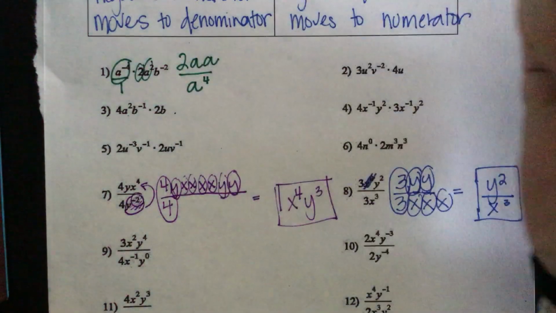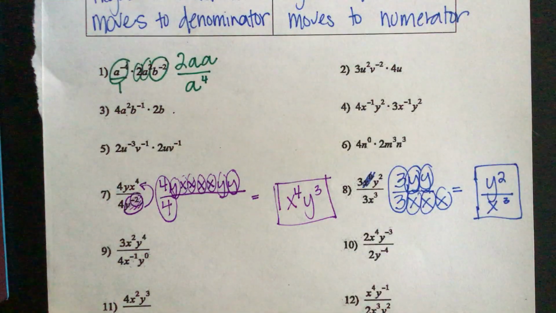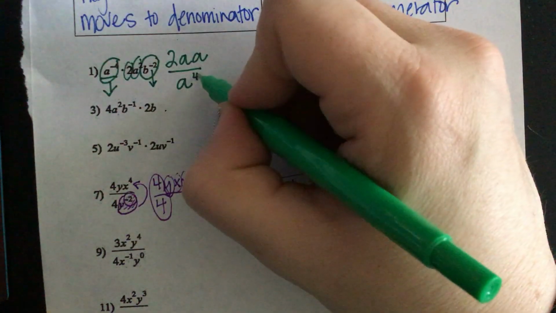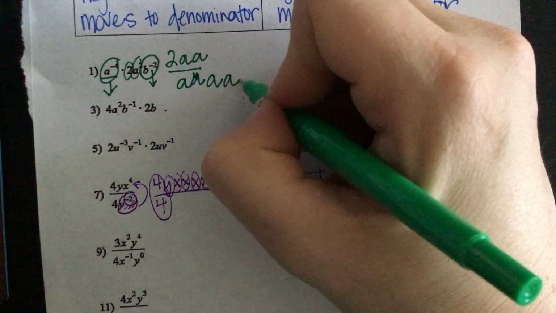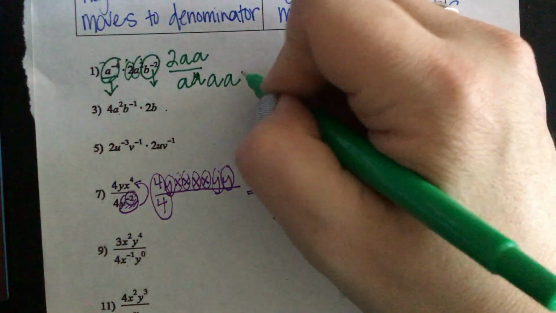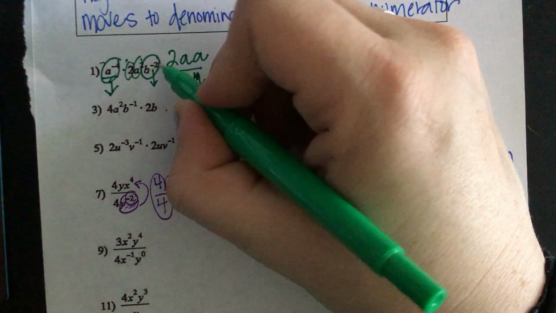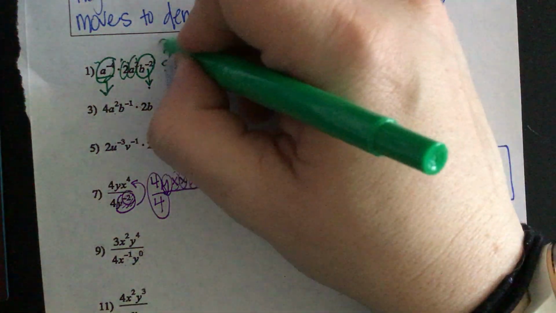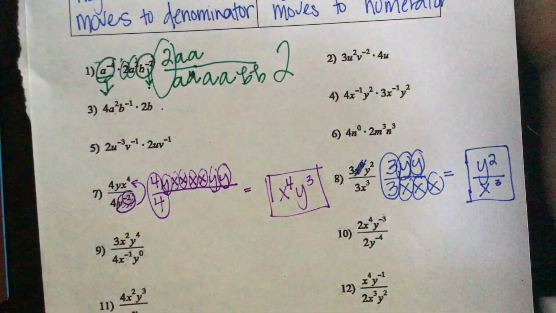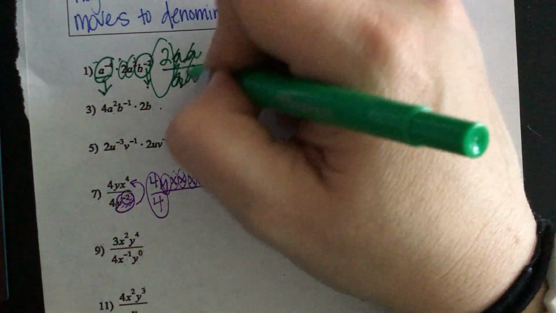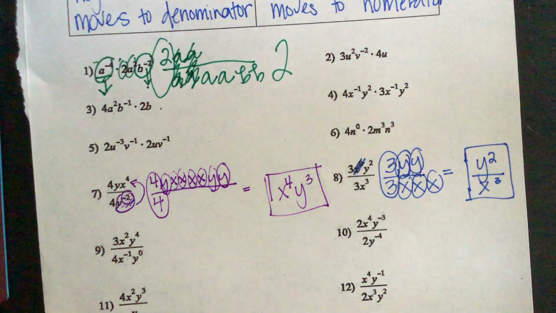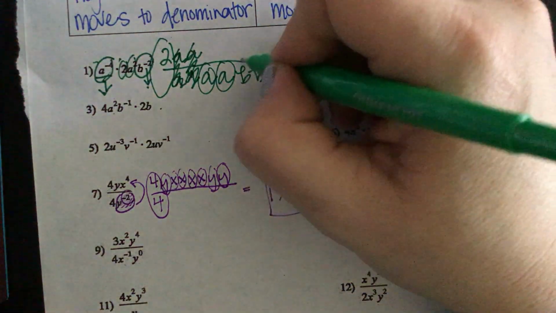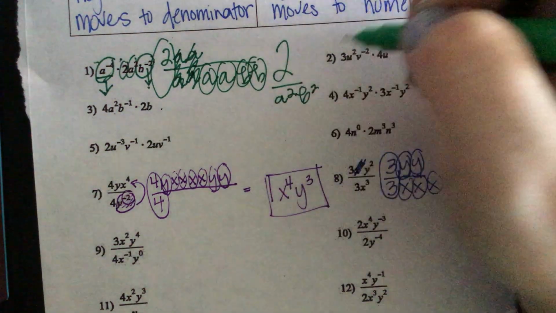Oh, and then I've got b squared. Where's that one going to go? That one's also going to move to the bottom. So I have 4 a's on the bottom, and 2 b's on the bottom, because it's negative. I get 2. That cancels out, and that cancels out. I'm left with a squared on the bottom, and b squared on the bottom.